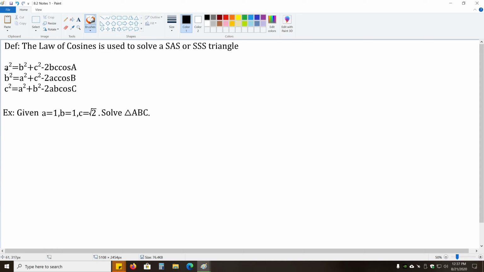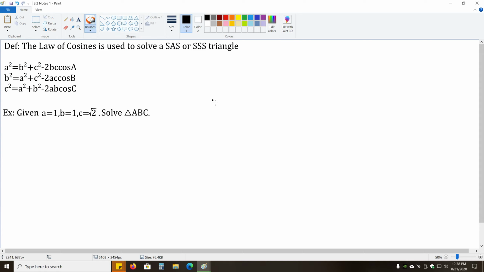So for instance, if you're solving for side A given side B, side C, and angle A, then you would use the first formula. If you're solving for side B, you would use the second, and for side C, you would use the third. Or if you're solving for angle A, you would use the first, for angle B, the second, and angle C, the third, just depending on which information you have.